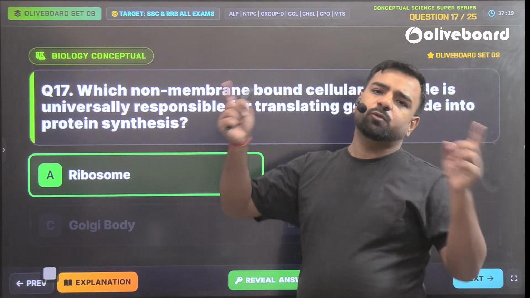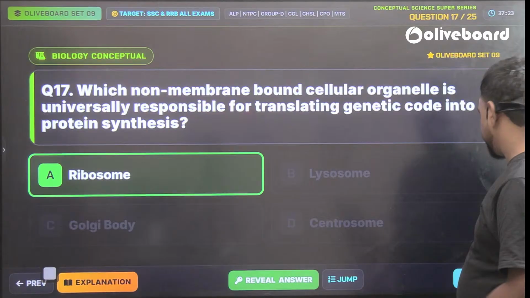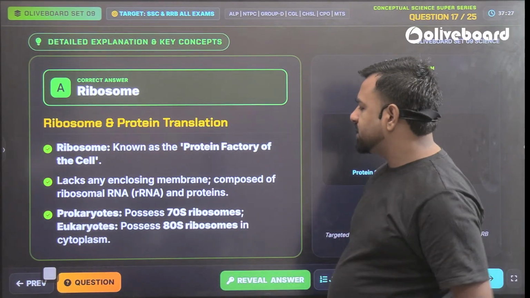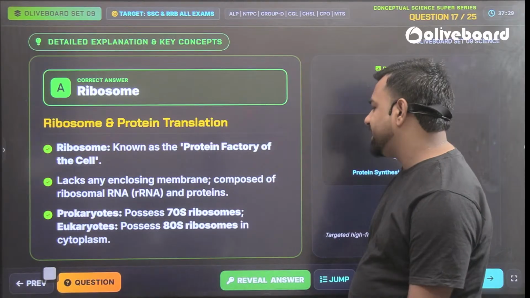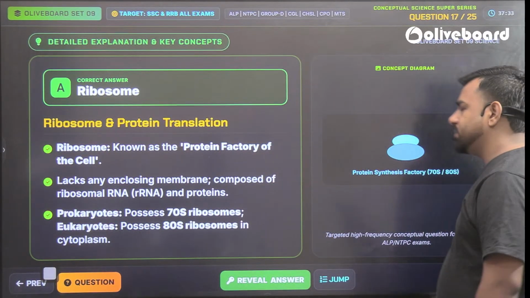Ribosomes are present in both prokaryotic and eukaryotic cells, which I mentioned here in the explanation. In the prokaryotes there are 70S ribosomes, and in the eukaryotes there are 80S ribosomes in the cytoplasm. So that's all. Ribosome is also known as protein factory.